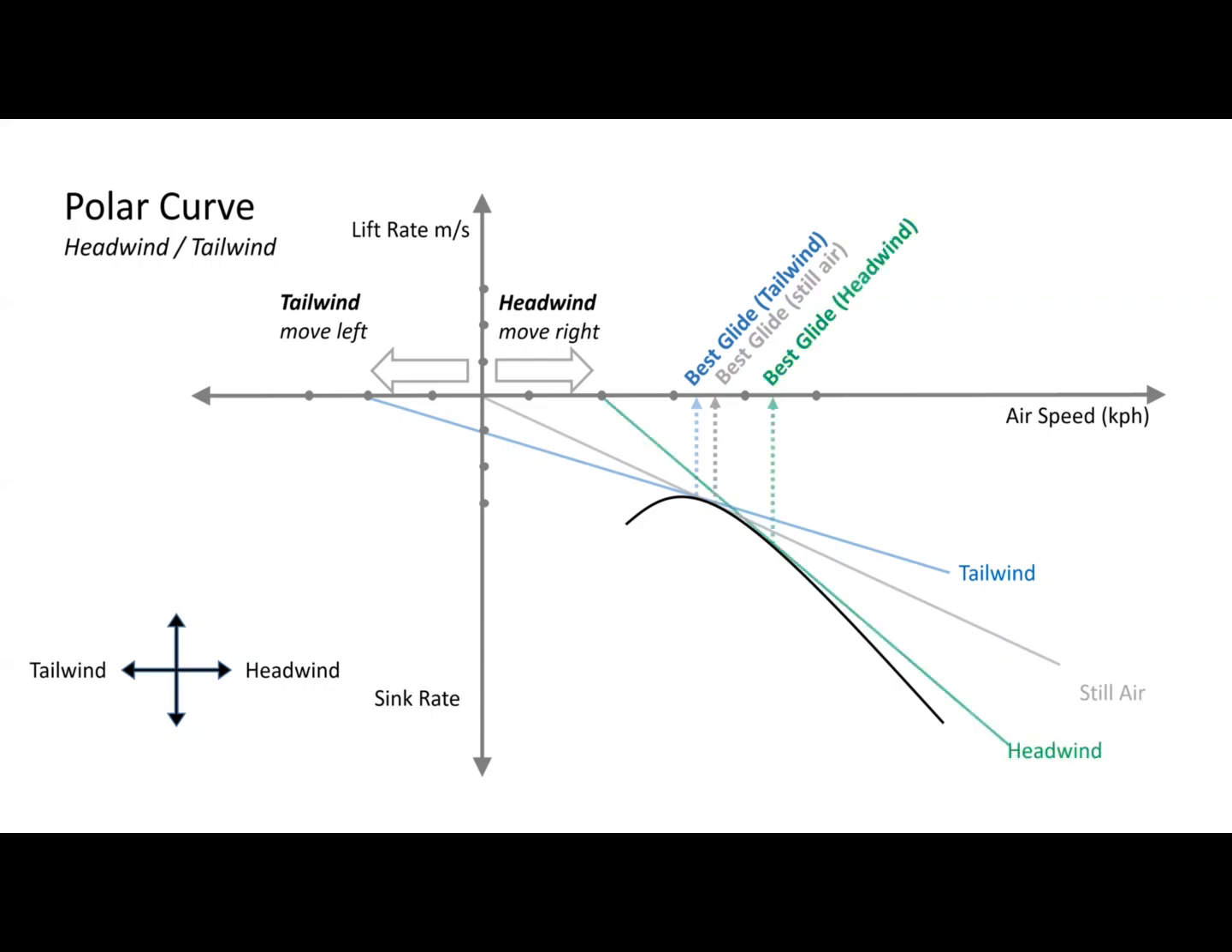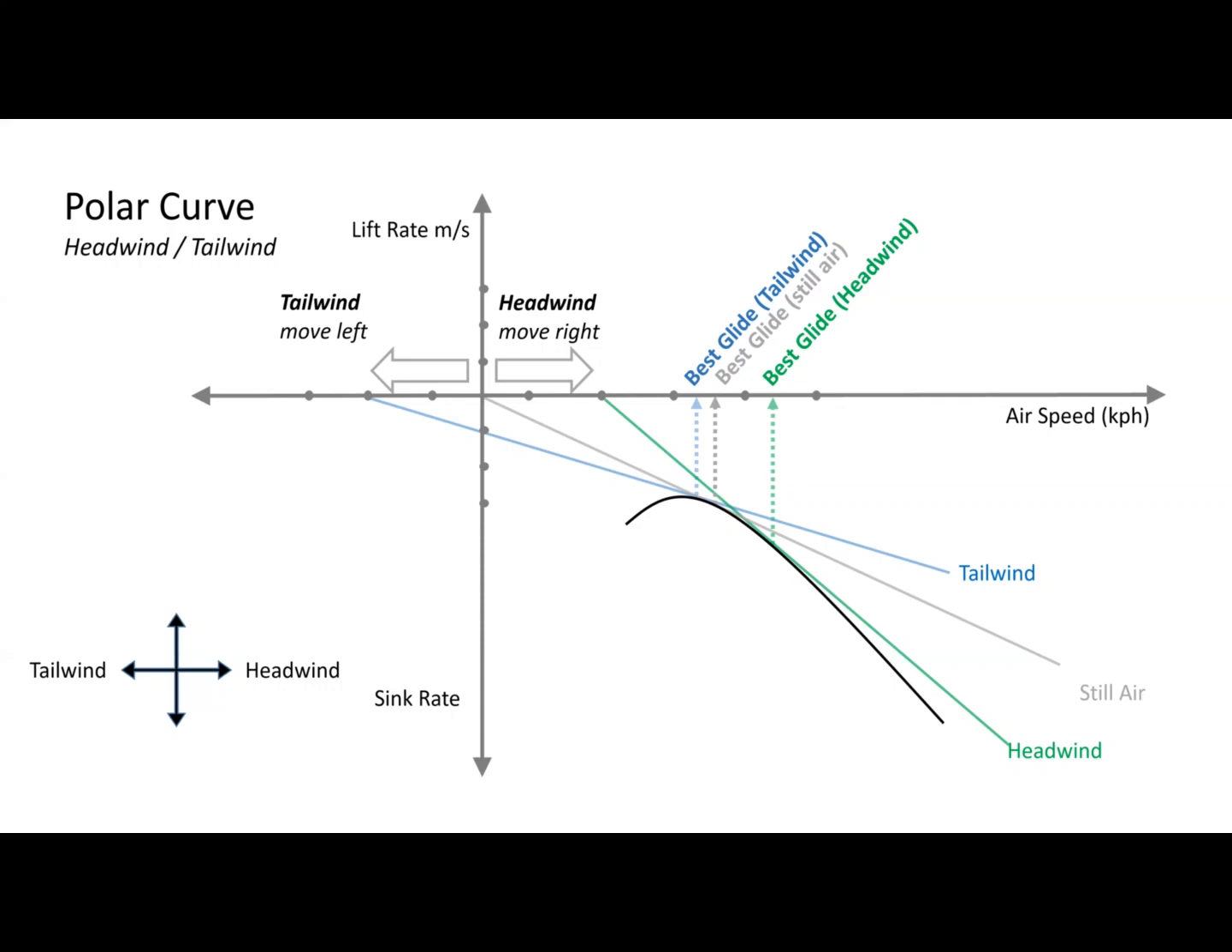Let's talk about a headwind. I've now gone to a 20 kilometer an hour headwind. I've done the same thing: I've started from my point there, drawn a tangent to the curve, and where it touches the curve, I've raised an arrow. That's my best glide with a headwind, in other words, wind in my face. In other words, it's telling me you've got to speed up.